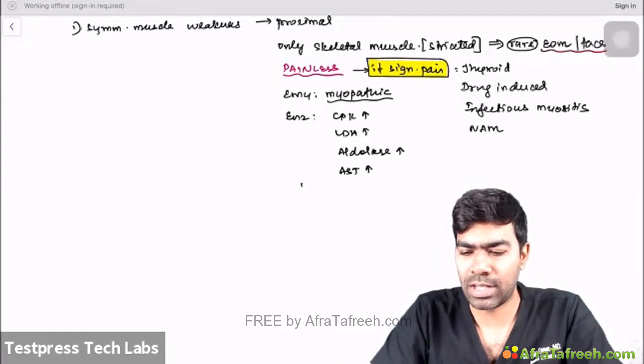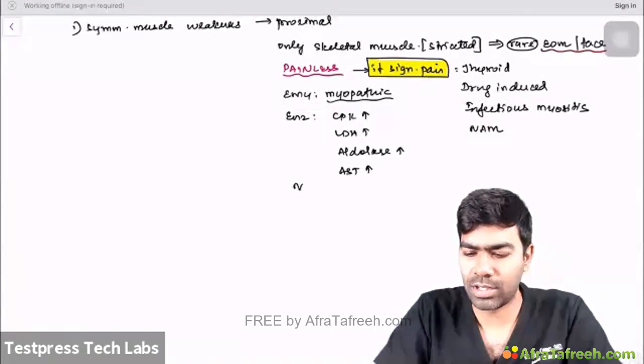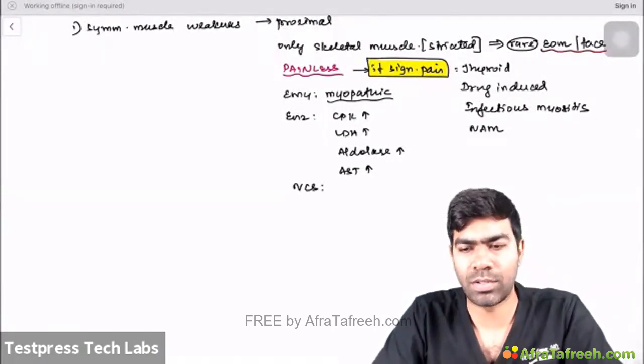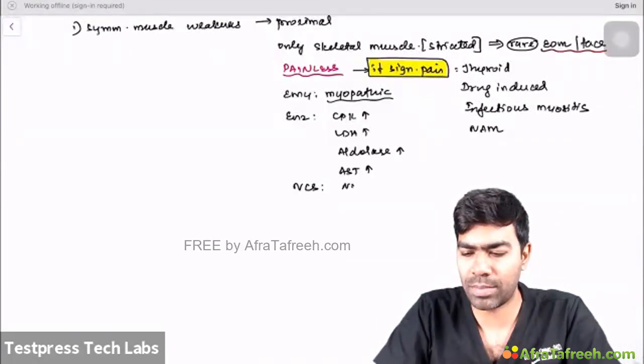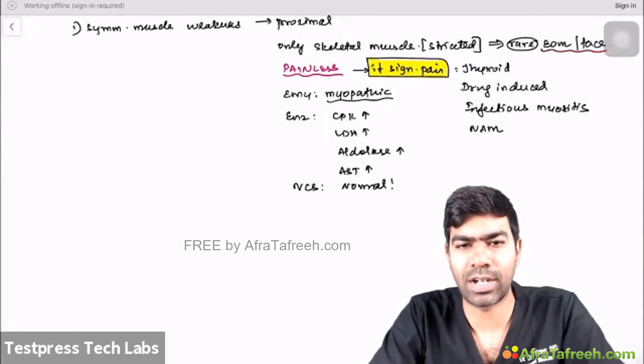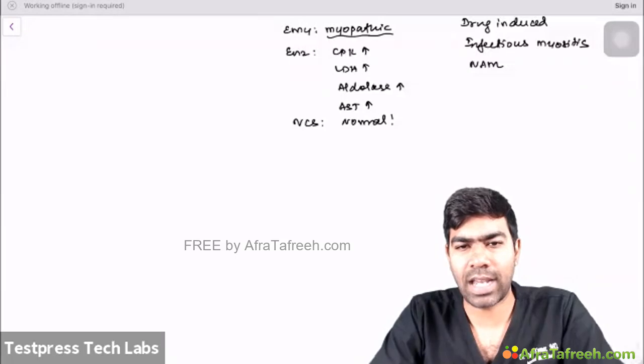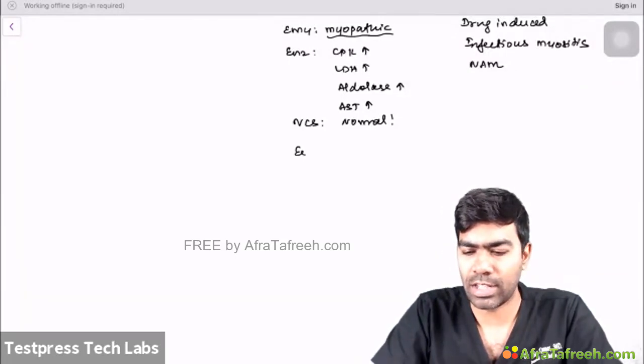But if I'm going to do a nerve conduction study, because this is not a neurological problem, it will be absolutely normal. There won't be any detectable change in the nerve conduction study. Apart from that, there are other findings that can be associated with polymyositis, such as esophageal dysmotility.